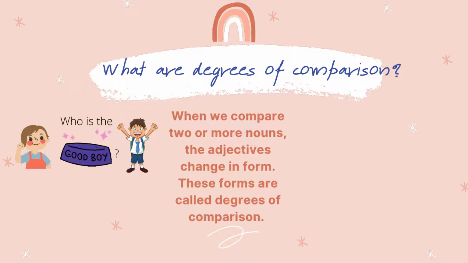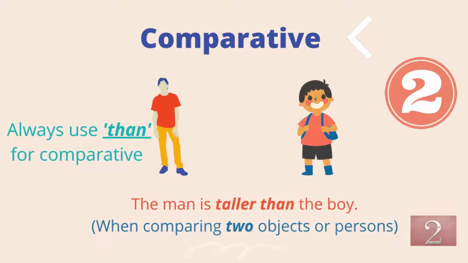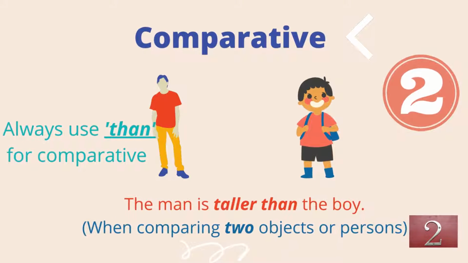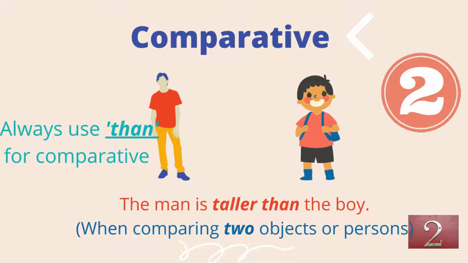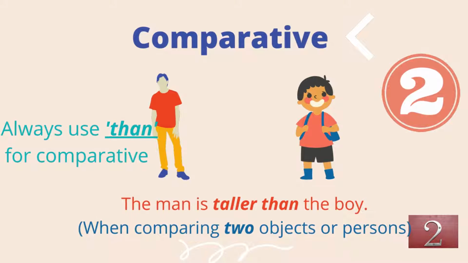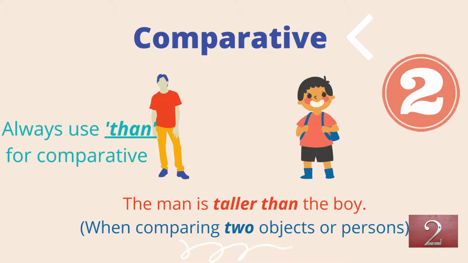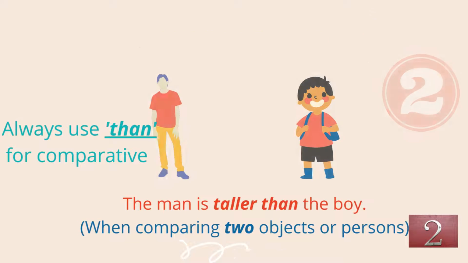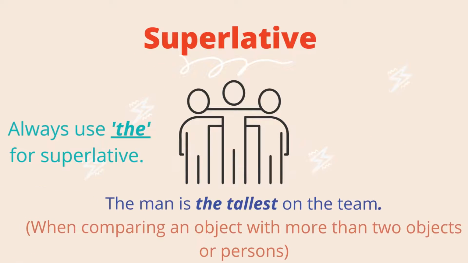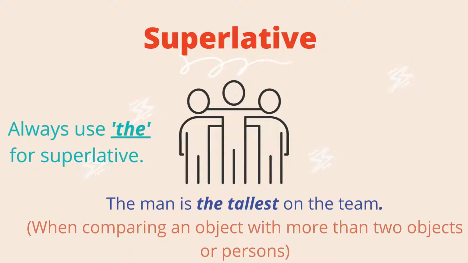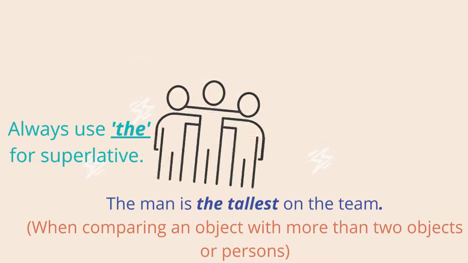Now we are going to see Rule 6 of degrees of comparison. When we compare things or objects or people, the adjectives change in form. These forms are called degrees of comparison. There are 3 degrees: positive, comparative, and superlative. When we compare only 2 objects or persons, it comes under the comparative degree. And when we compare an object or a person with more than 2 objects, it comes under the superlative category.